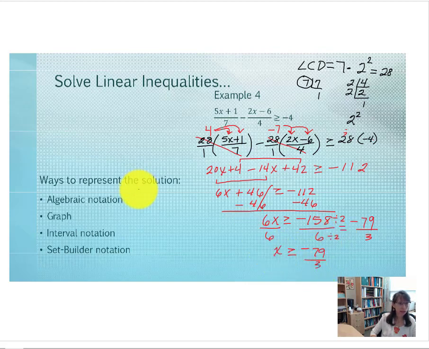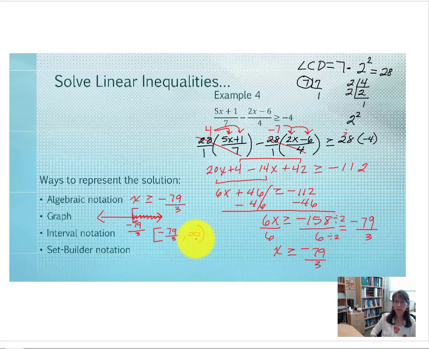So this is the algebraic notation. X has to be greater or equal to negative 79 thirds. On the number line, simply pick a spot, call it negative 79 thirds, and we need shading greater than, so shading to the right. Equal to means we're using a bracket. So the interval would be bracket, negative 79 thirds, all the way to positive infinity with a parenthesis.